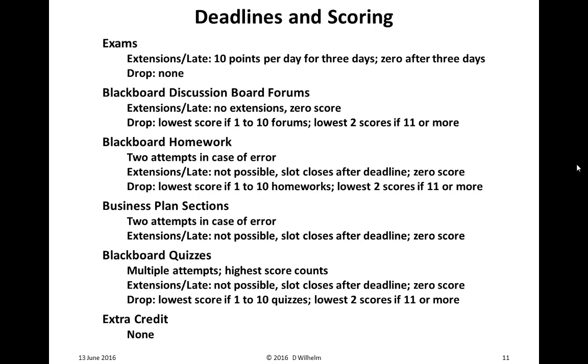Business plan sections, you also get 2 attempts just in case you submit the wrong thing. No extensions. Slot closes after deadline, 0 score. Don't drop the lowest for the business plan sections. You need to do all of those. For the quizzes, multiple attempts, highest score counts, no extensions. Drop the lowest 1 if 1 to 10, lowest 2 if 11 or more, and no extra credit.